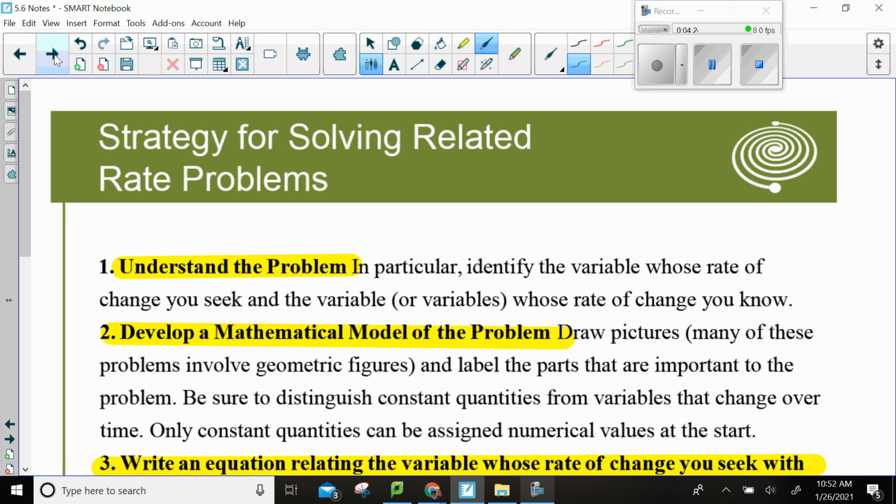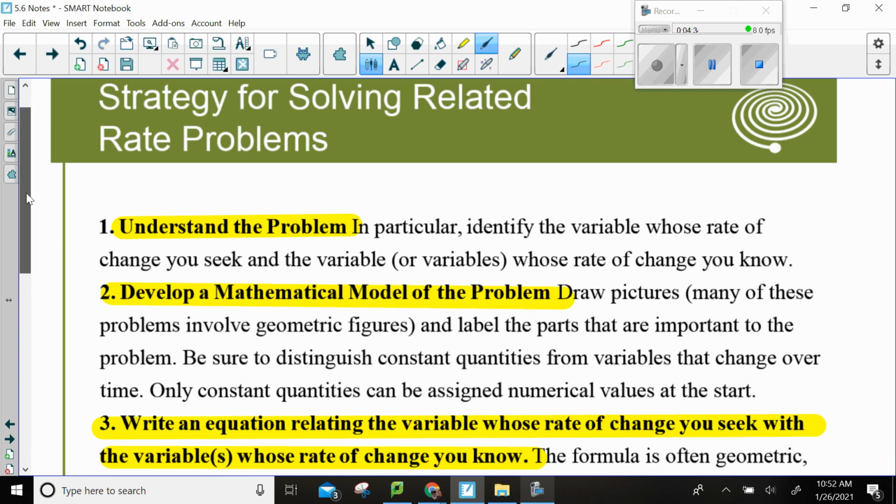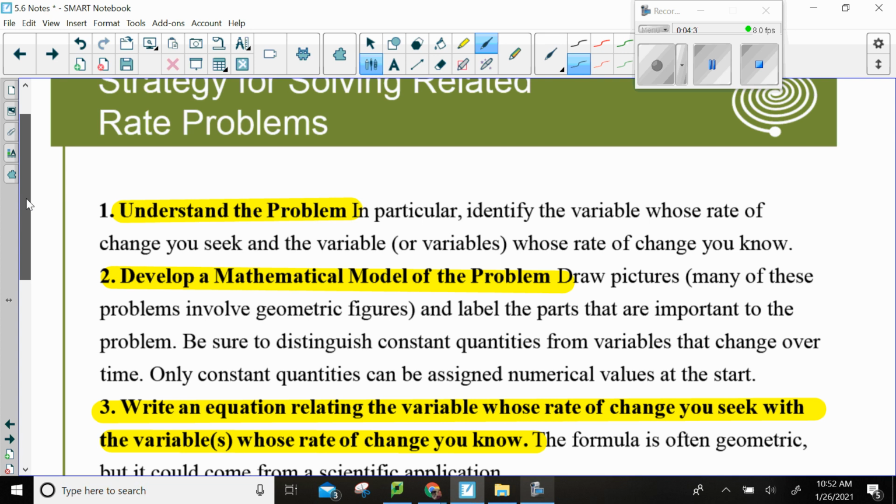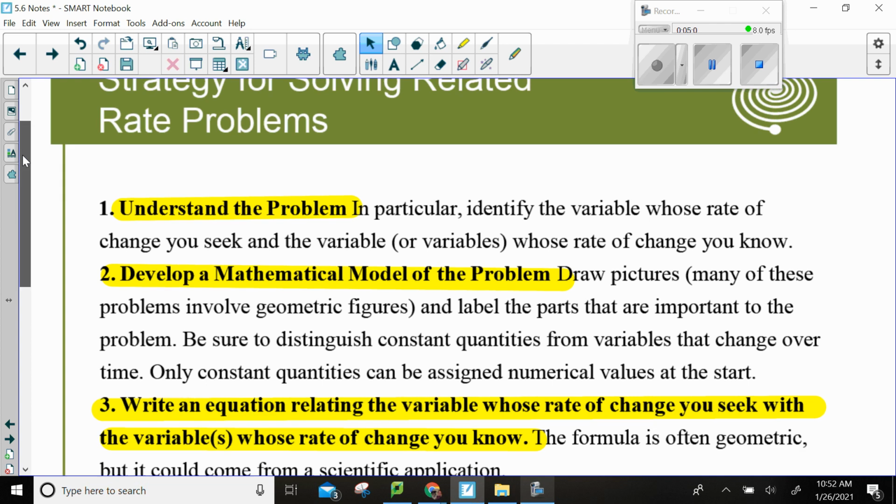Okay, so, strategies for solving related rates problems. Understand the problem: read through it and make sure you know what you're solving for. Develop a mathematical model: draw yourself pictures. I draw pictures all the time. Label the parts that are important. Sometimes they give you extraneous information that you don't need. Be sure to distinguish constant quantities from variables that change over time. Only constant quantities can be assigned numerical values at the start. Other than that, I usually wait to fill in values at the very, very end.